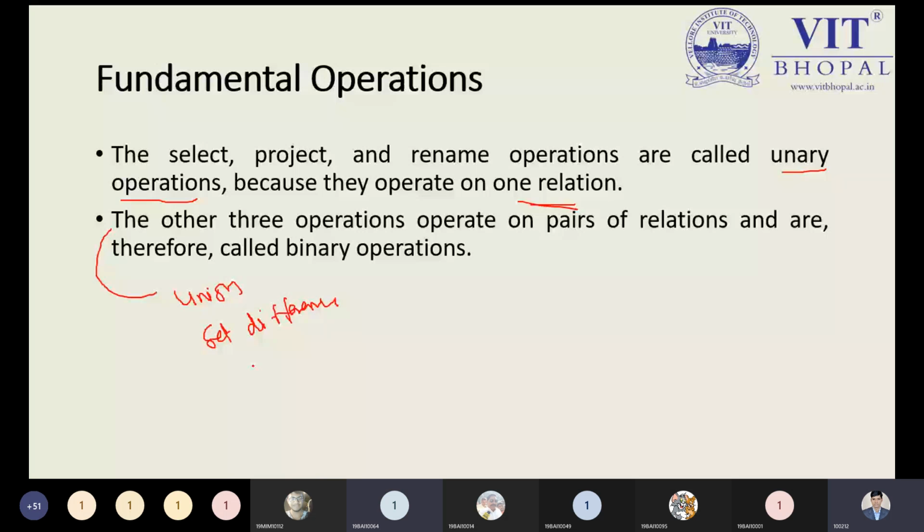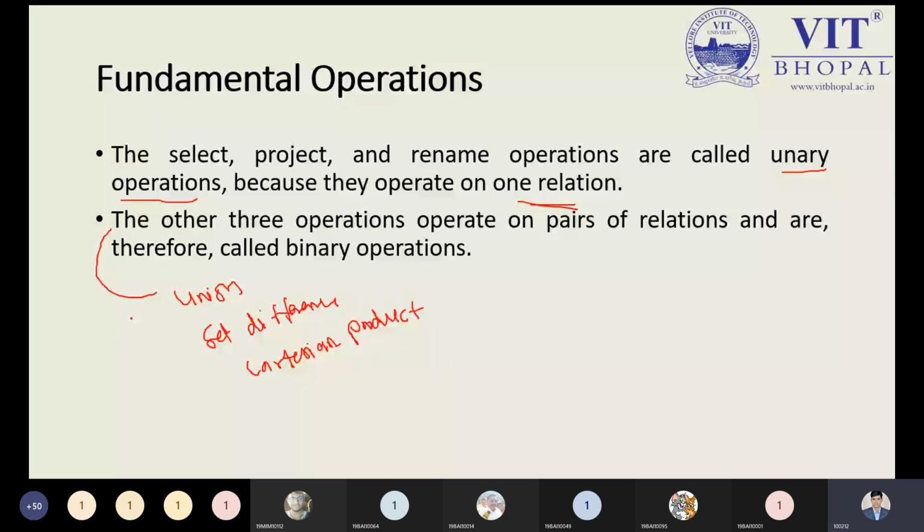Sir, what is project? Project means I want to project the details of the student name. So what is the sense of project? I want to display the names of all the students. I'm coming, my dear. Don't worry. One by one, I will come to these operations.